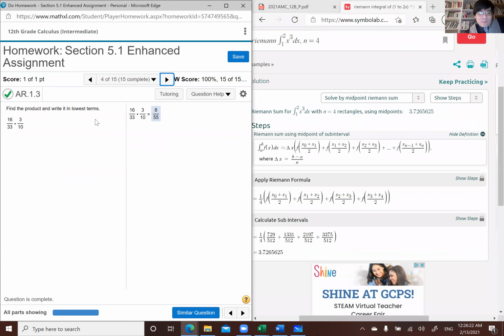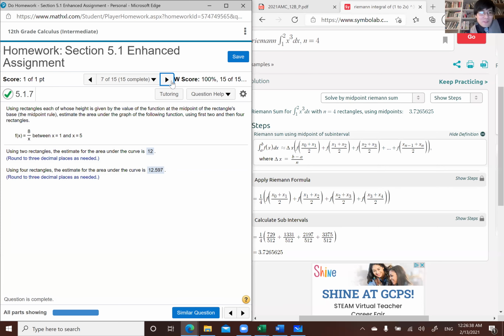Okay, this is just a review question. So I'm going to skip this. Well, again, this is just a product of mixed numbers. So change into improper fractions, multiply, and then convert to a mixed number again. Okay, so I'm going to skip this.